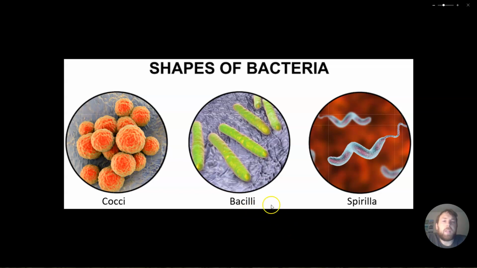And then there's Spirilla, where Spirillus is the singular. In this case, it's just a kind of a curvy structure that's in a spiral. They will have some kind of flagellum to maneuver. They're actually spinning around like a top to be able to use for locomotion. A good one as an example for this would be leptospirosis, which would be whale's disease.